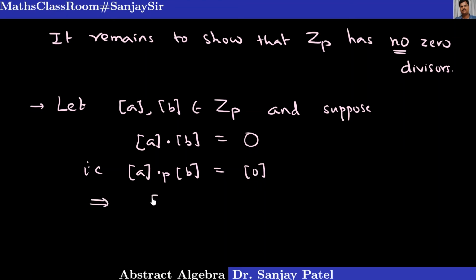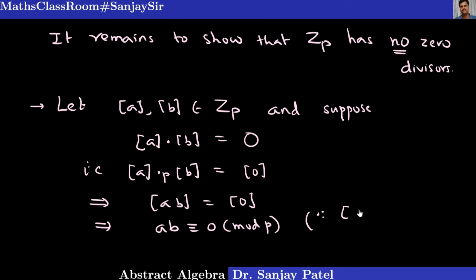This we can write as class ab, and this is equal to class 0, by definition of multiplication modulo p. And if two equivalence classes are the same, we know that these two integers are congruent modulo p. So this is congruent mod p, because we know this result: if class x is equal to class y, then x is congruent to y mod p in this relation.